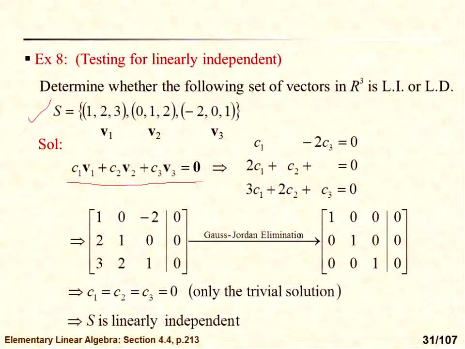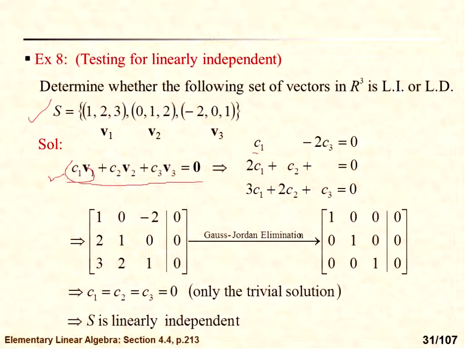With the help of this, I obtain three equations and three unknowns. By any method, either solve equation 1 and 2, or equation 2 and 3, or we can solve by the Gauss-Jordan elimination method. Any method you can apply. So I'm going to start here. First of all, I write the linear combination c1v1 + c2v2 + c3v3, and with the help of this I write the three equations.